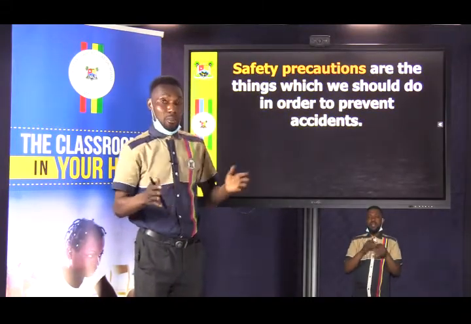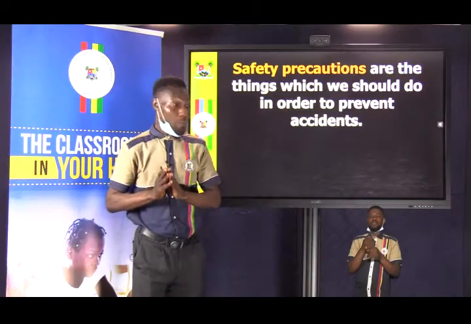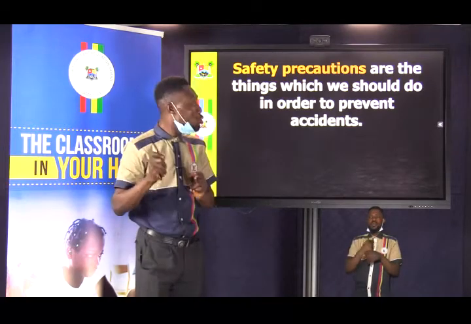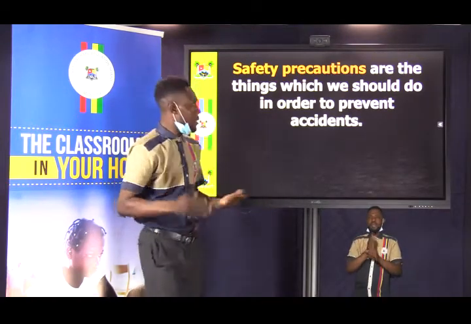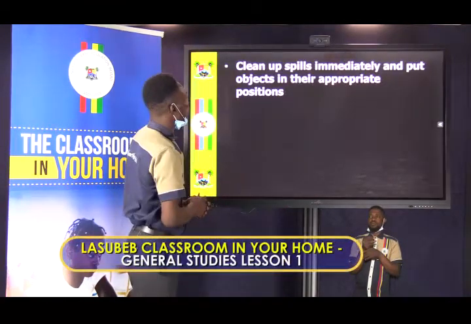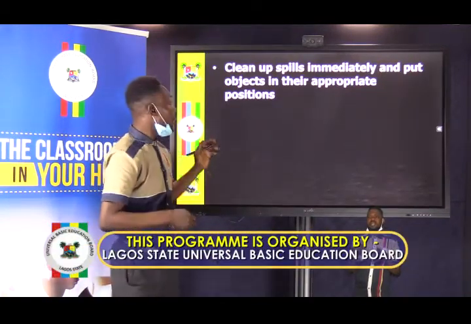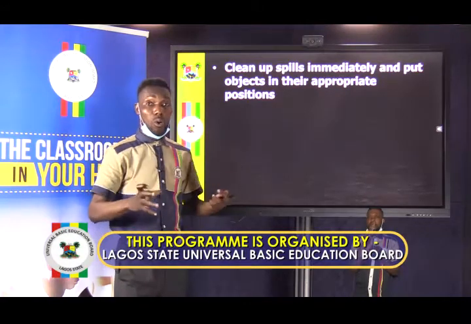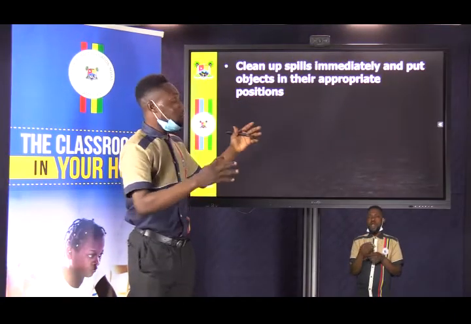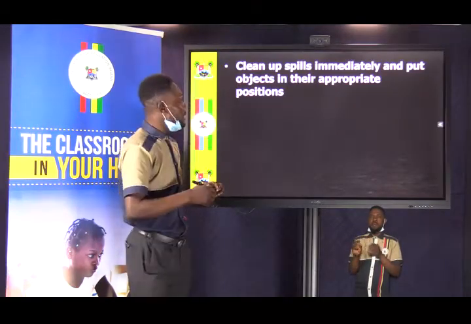Like when I started, I said some certain things as a way to prevent accident, those ones are safety precautions. We have discussed that when I started the lesson. So they are the things which we should do in order to prevent accident. So let's look at them so that we won't have accidents at all. Number one, clean up spills immediately and put objects in their appropriate positions. Maybe the clothes, the dishes, or any object you are using at home. After you have finished using them, you put them in the right places.